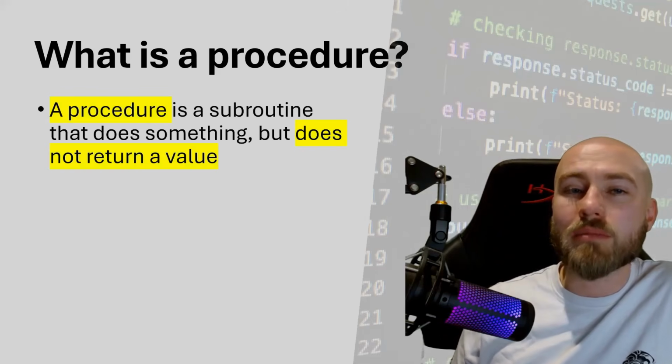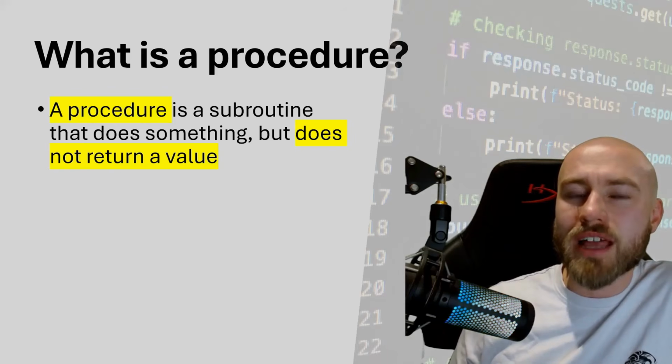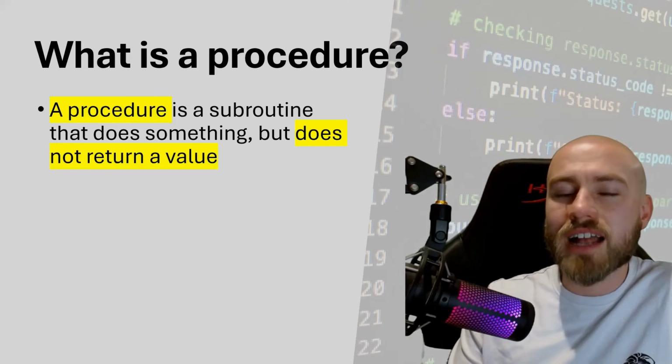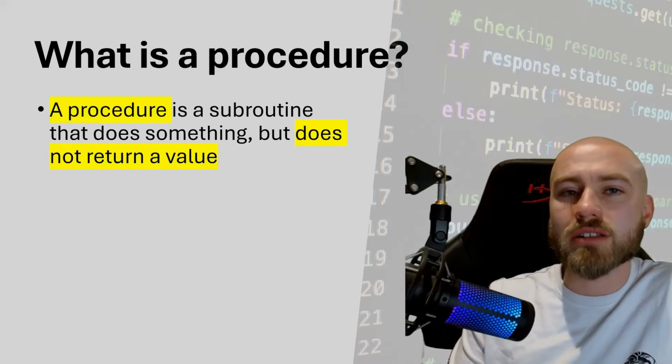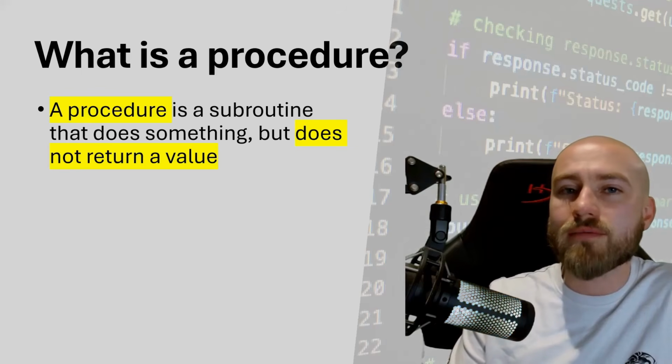So quite simply, a procedure does not return any value. And it'll become clear what we mean by that when we look at our example. But it's still designed to do something. So it's like a section of code that's got a specific task and it will be carried out, but at the end of it, it doesn't return any information.